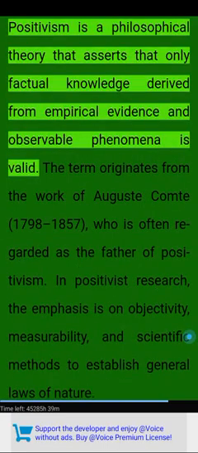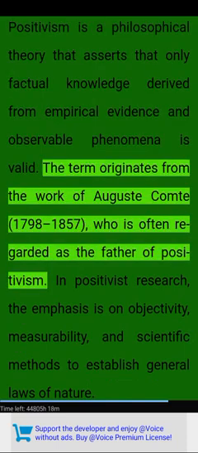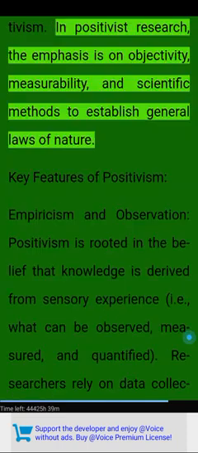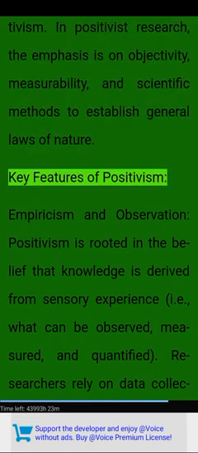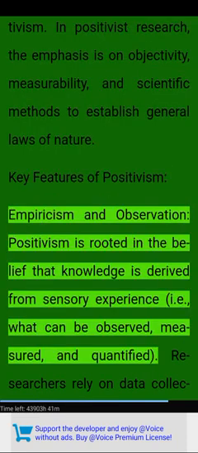Positivism. Positivism is a philosophical theory that asserts that only factual knowledge derived from empirical evidence and observable phenomena is valid. The term originates from the work of Auguste Comte, 1798-1857, who is often regarded as the father of positivism. In positivist research, the emphasis is on objectivity, measurability, and scientific methods to establish general laws of nature. Key features of positivism. Empiricism and observation.